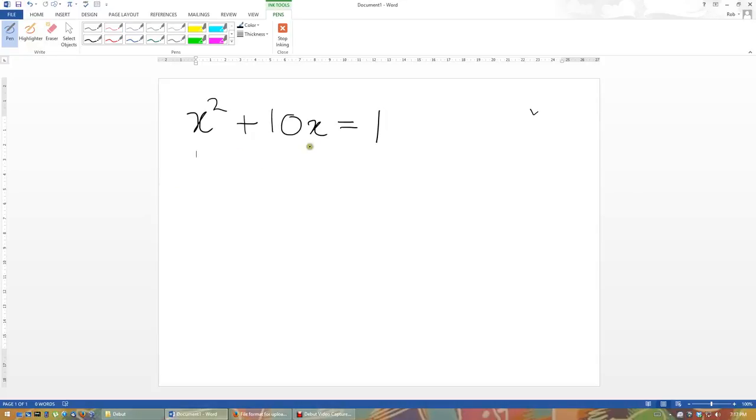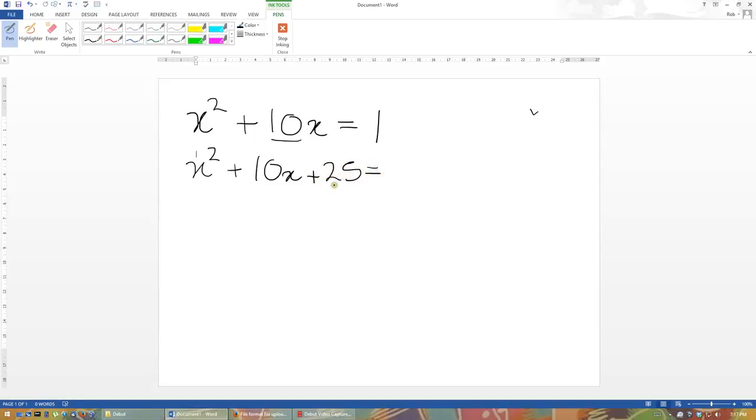In order to make this into a perfect square, what you do is you look at the x term coefficient and you halve that and then square the result. So in this case the x coefficient is 10, so 10 halved is 5 and the square of 5 is 25. So what I need to do is add 25 on the left hand side, to turn that into a perfect square.